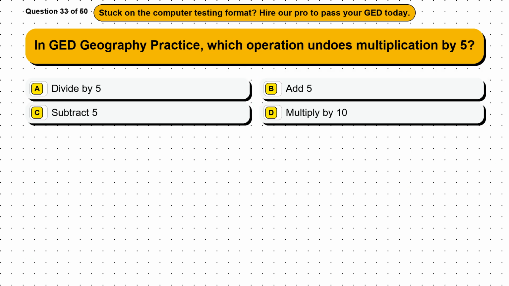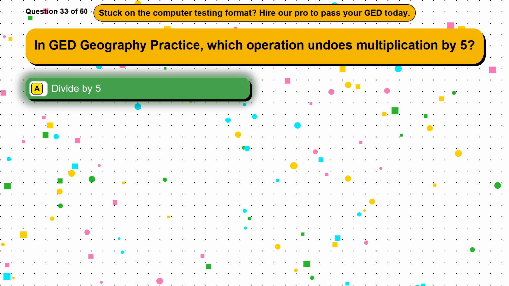Question 33. In GED Geography Practice, which operation undoes multiplication by 5? Option A, divide by 5. Option B, add 5. Option C, subtract 5. Option D, multiply by 10. The correct answer is option A.